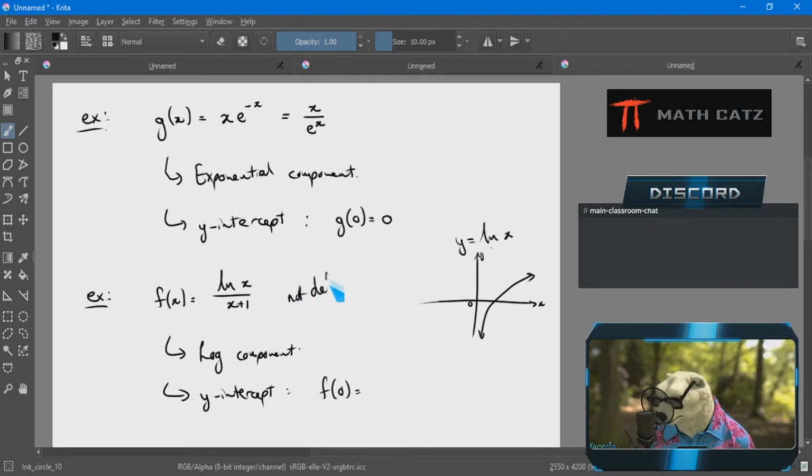It's not defined for x less than or equal to 0 because of the mere presence of the log. It changes the function completely. So I have to go here and say it's undefined. And there is no y-intercept.